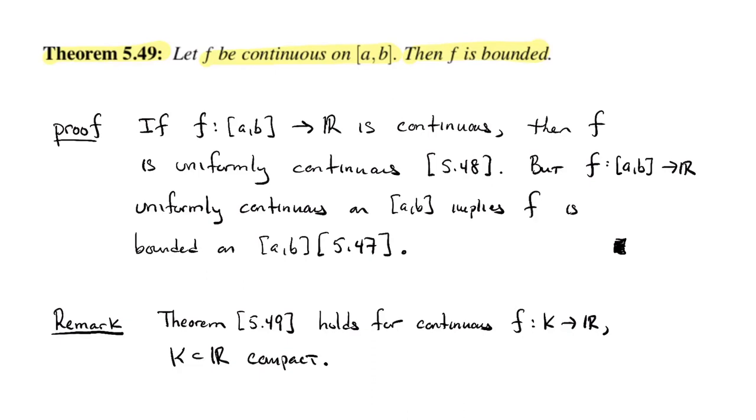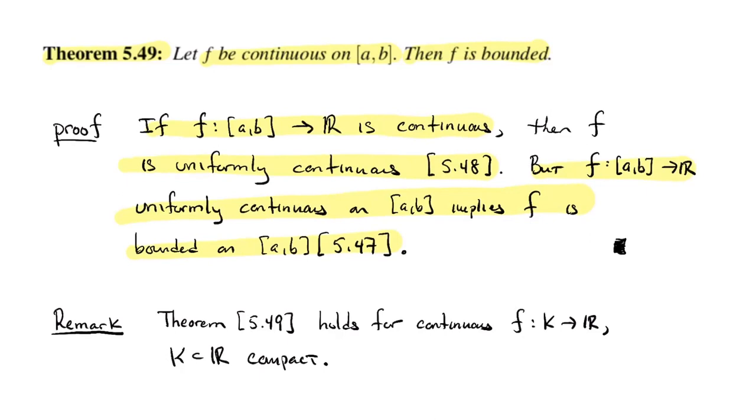So how do we prove it? Well, we'll just put our results together. If you take some continuous function on this closed interval, we just proved that it is uniformly continuous. That was what 5.48 said. But we said that a uniformly continuous function on a bounded interval is bounded. That's what 5.47 said. So you just stick 5.47 and 5.48 together, and you get a proof of this theorem 5.49.